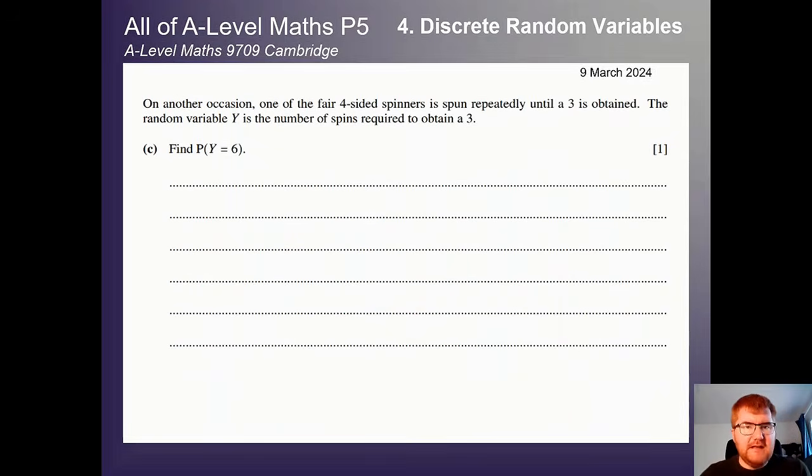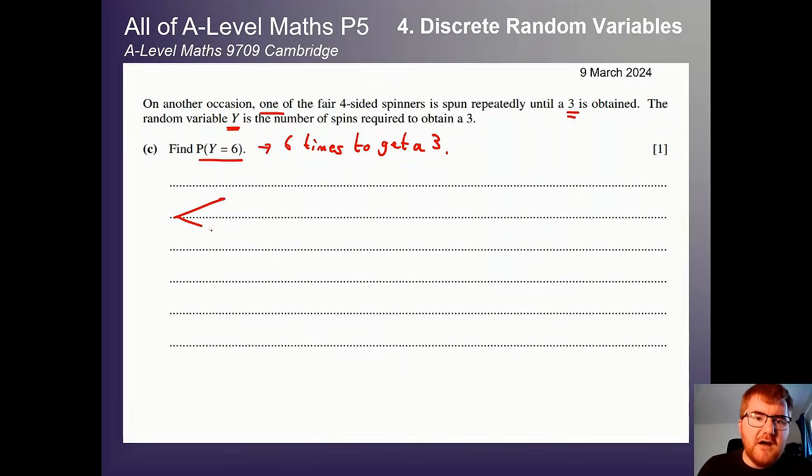Now, on another occasion, one of the fair four-sided spinners, so just one of them now, is spun repeatedly until a 3 is obtained. And the new random variable, which is Y, is the number of spins required to obtain that 3. The first thing we need to work out is the probability of Y being 6. So in other words, it takes 6 spins to get a 3. The best way of looking at this is essentially a tree diagram.